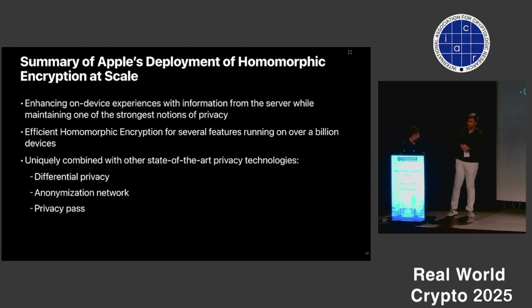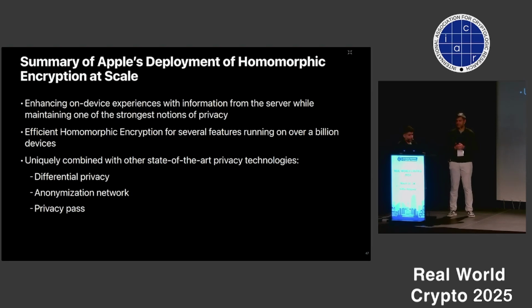So to summarize this talk, we have been using HE to enhance on-device experiences that would not be possible without it, with information from the server, and there's a real need for this on Apple platforms. We are able to do this in a way where we're leveraging HE, combining it with other technologies, and we're able to deploy this for several features at scale, right? On over 1 billion devices. And the important takeaway is that maybe HE itself is not enough. You need to combine this with other privacy technologies that are available in our toolkit.